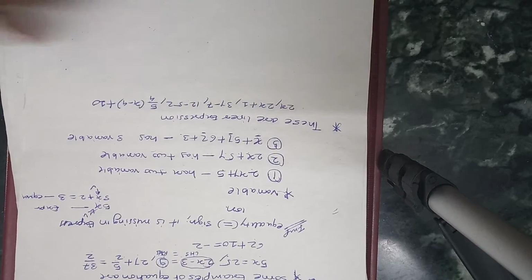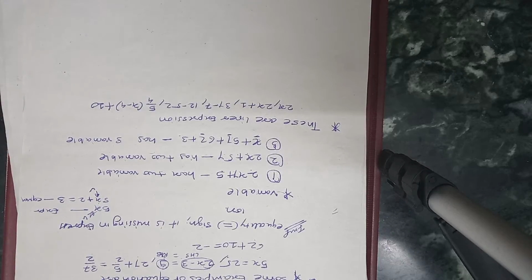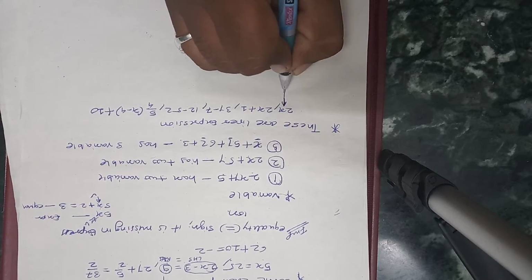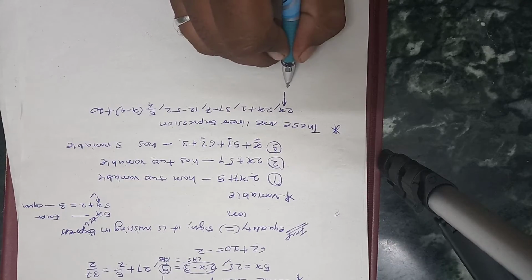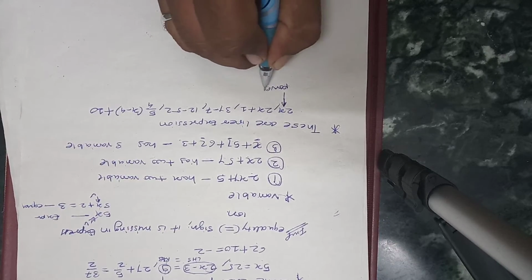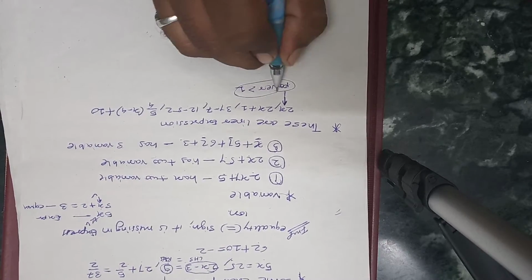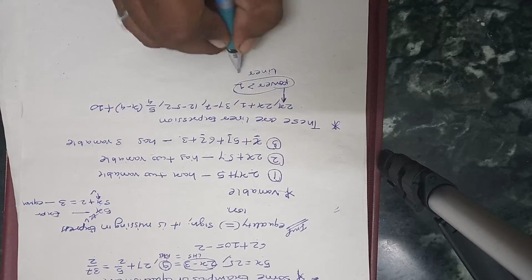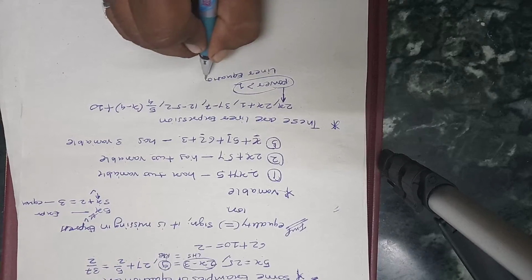Then the last case: 2x plus 1, 3y minus 7, 12 minus 5z, 5 by 4 in bracket x minus 4 bracket complete plus 10. These are examples of linear expression. What does maths say about linear equation? If the variable doesn't have any power which is greater than 1, then it will become a linear equation.